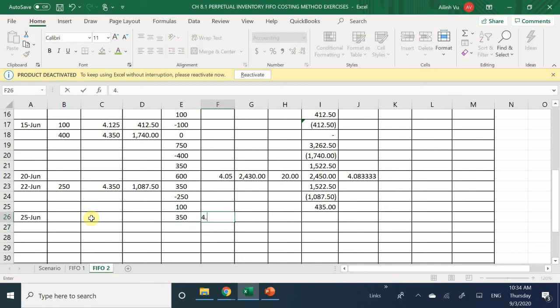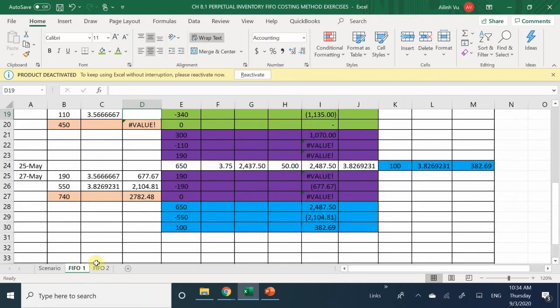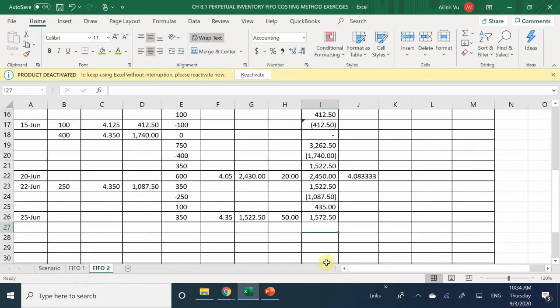$350 at $4.35. What is my total purchase here? $1522.50. Okay. How much was my freight? 50, 50. And giving you a total of 1572.50. Hold up, wait, let me see. Is that right? Freight was 50? Oh, freight was 50. Okay, so now, good.